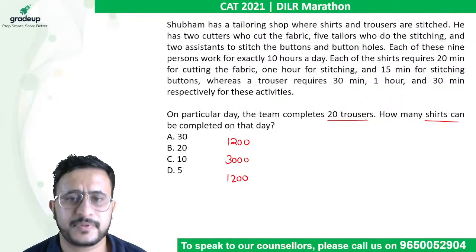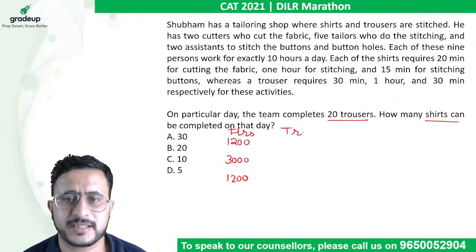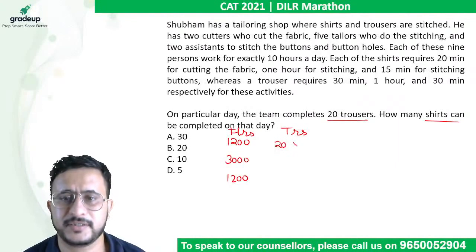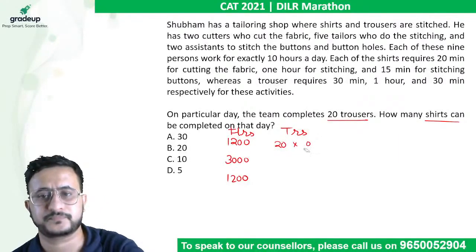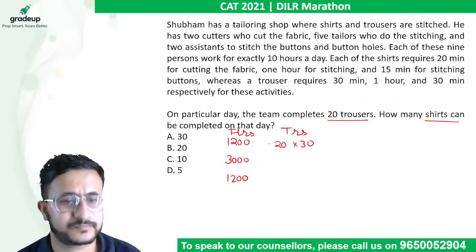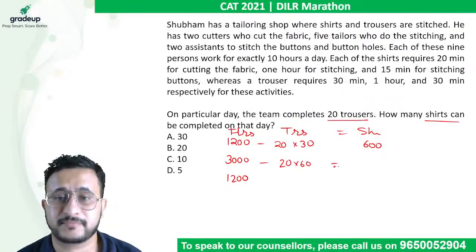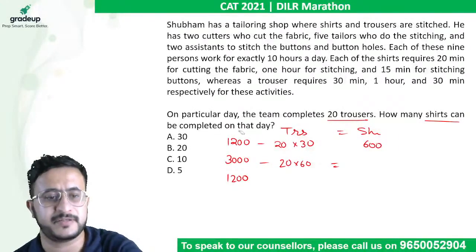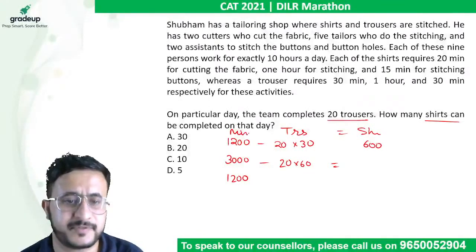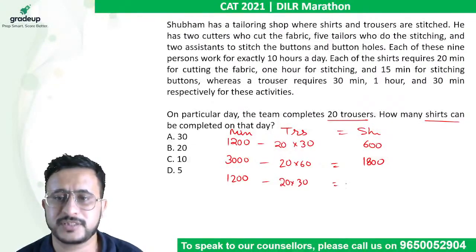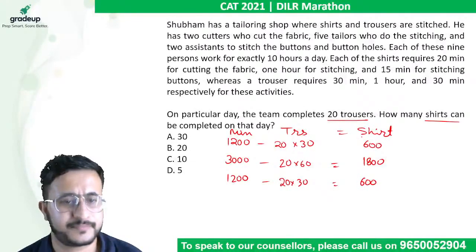ठीक है, अब ये टोटल आवर्स है, अब ट्राउजर्स में कितने आवर्स लगेंगे, देखो 20 ट्राउजर्स, सो 20 ट्राउजर्स विल बी 30, ठीक है, ओके, शर्ट के लिए 600 बचेंगे, sorry minutes, these are the total minutes available, okay, not hours but minutes available, ठीक है, and this will be 1800 left, and this will be 20 into 30, 600, so 600 will be left, this is for shirt.